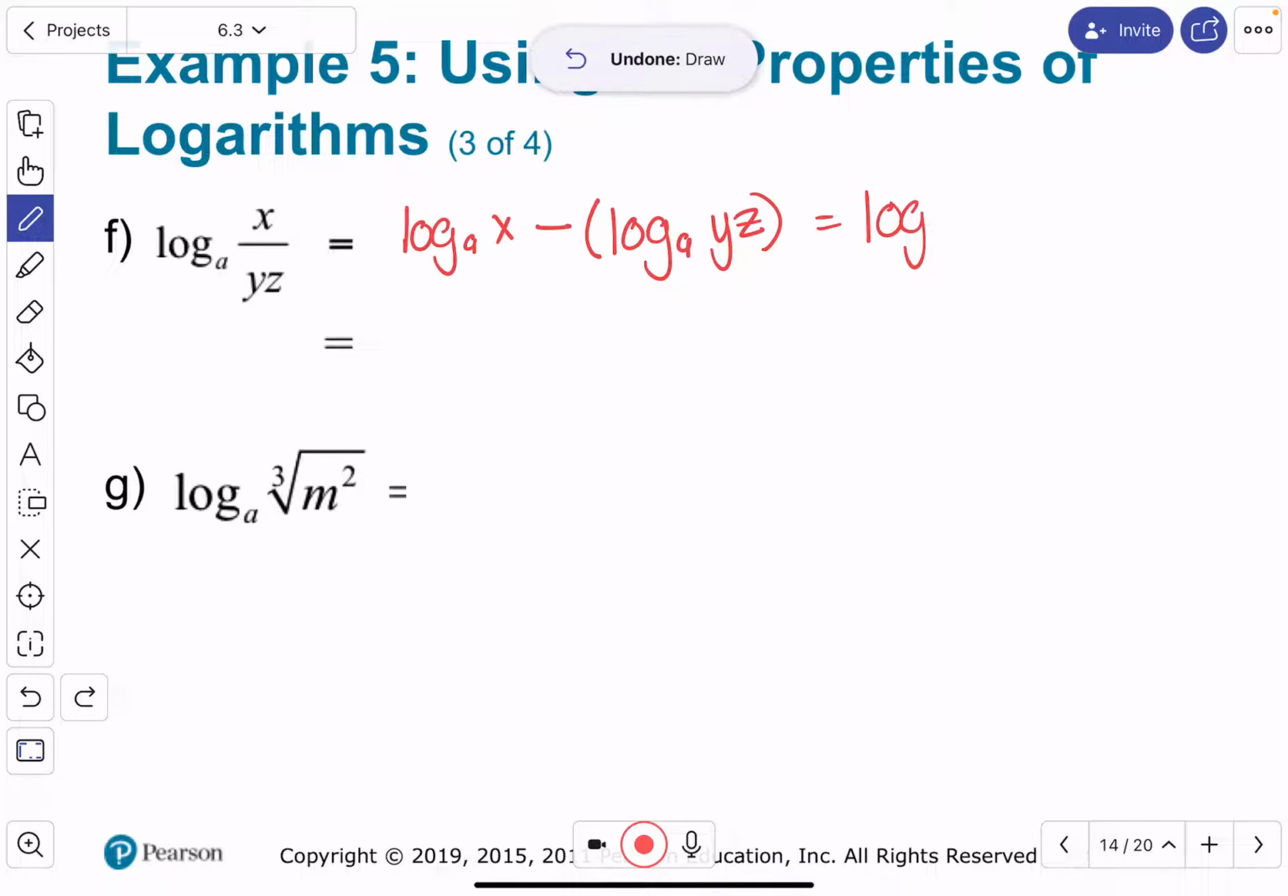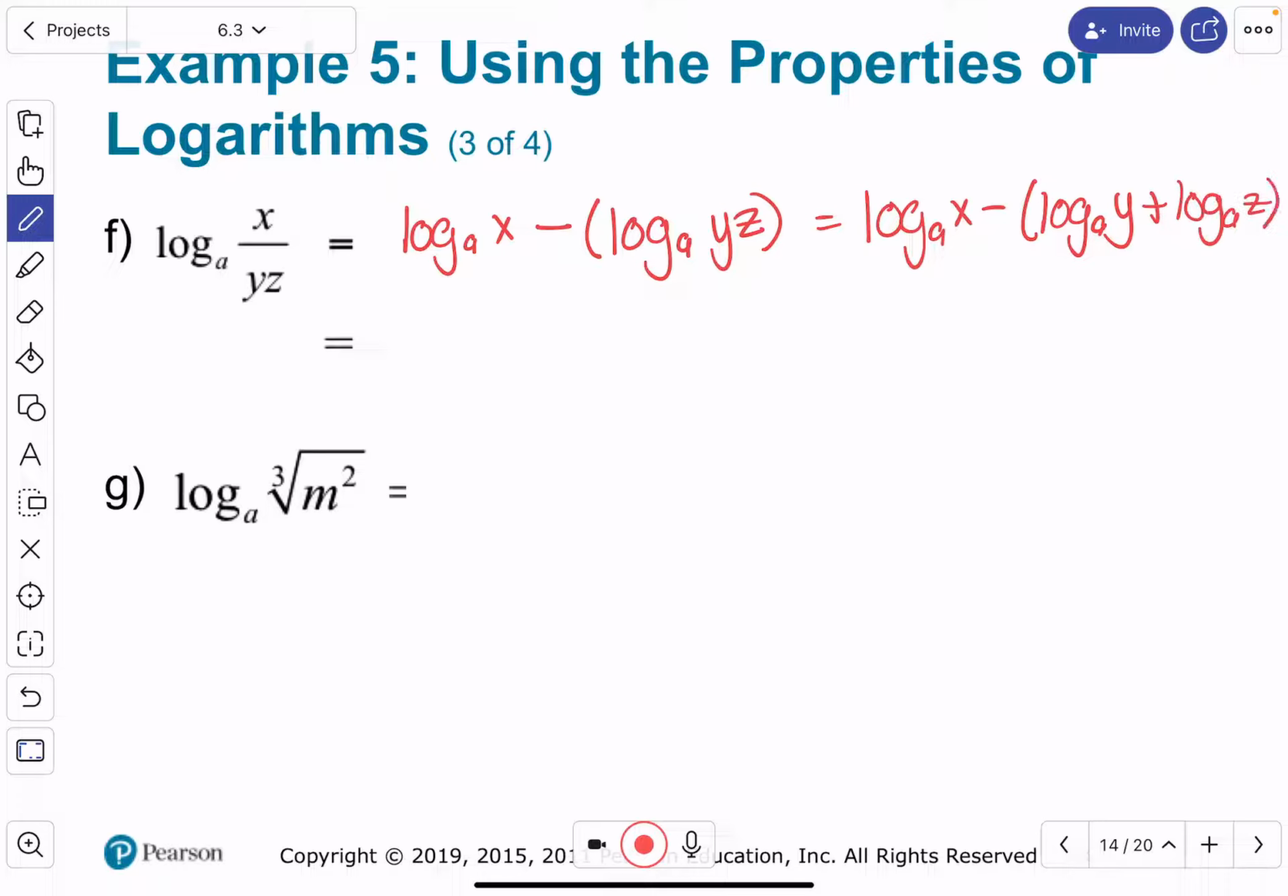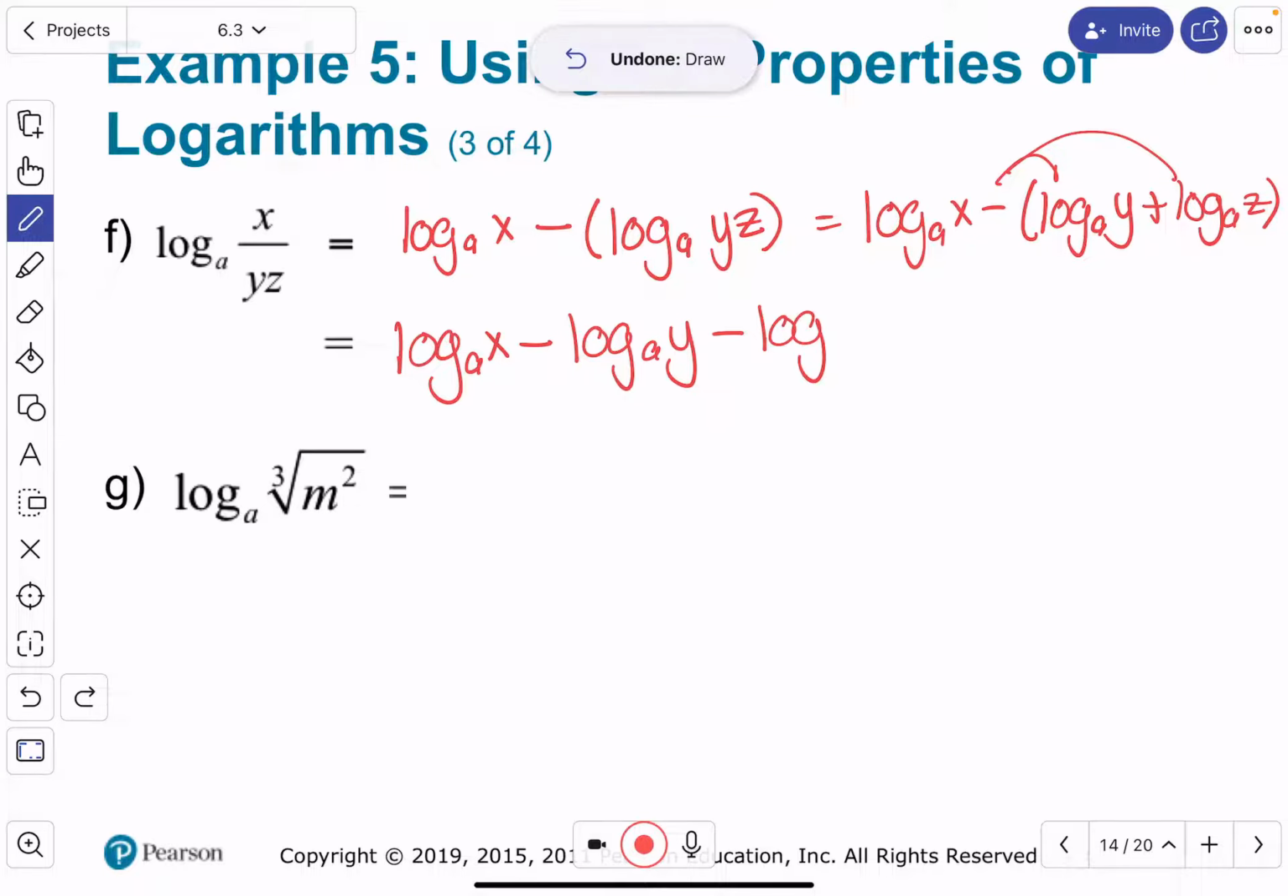A of x. So this would be log AY plus log AZ. Then we distribute that negative and get log AX minus log AY minus log AZ, sorry. So we're just using the rules to break them into multiplication, division, and go from there.